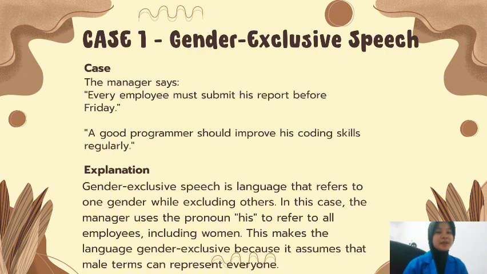In the first case, the manager says every employee must submit his report before Friday, and a good programmer should improve his coding skills regularly. These sentences use the pronoun his to refer to all employees, including women. This is called gender exclusive speech because it assumes that male terms can represent everyone. As a result, women may feel excluded, and the language reinforces the idea that men are the default employees.